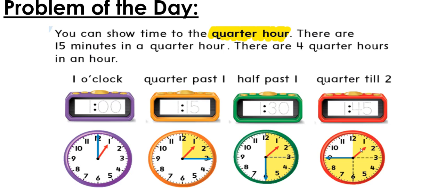1:45. The minute hand is now on the number 9 to show 45 minutes. And the hour hand is now closer to the 2. Yeah, it's still in between 1 and 2.